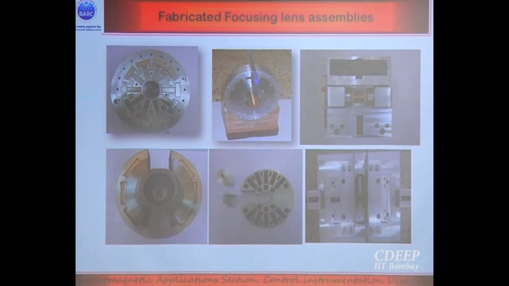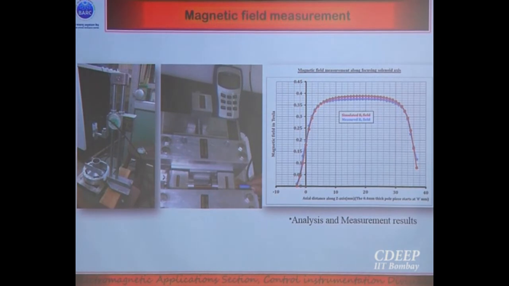So if we see the fabricated focusing lens assemblies, after electrostatic and electromagnetic design, coupled analysis, and integration in the solid modeling, we fabricate the assembly and check its mechanical integrity. Then a very important step is the measurement: whatever you have got by simulation, whether in practical conditions you are able to achieve that or not. If some manufacturing errors creep into your magnetic field, that would be detrimental. So after that we map the magnetic field.